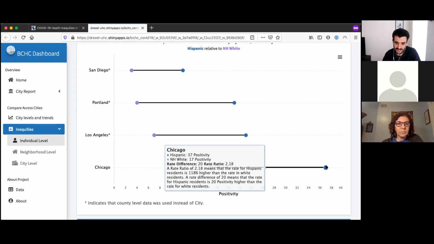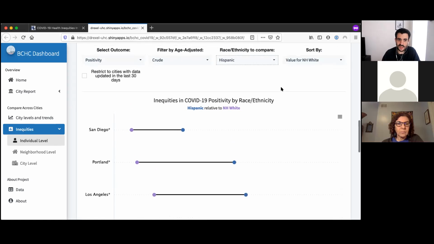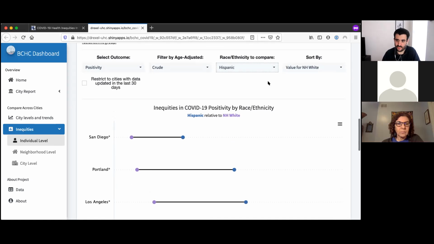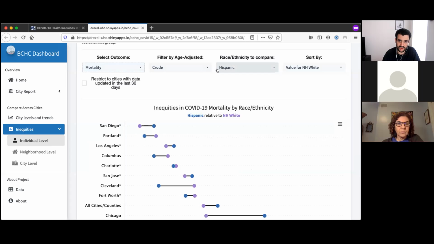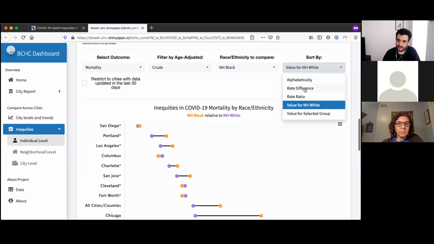Now, we also provide an interpretation of this. For example, this rate ratio means that the positivity for Hispanics is 118% higher than it is for whites. We can do this for other outcomes and for other racial ethnic groups, and we can sort it in many different ways. So for example, if we are to look at mortality, and we want to compare the mortality in non-Hispanic blacks to the mortality in whites, we can even sort it by the difference here.